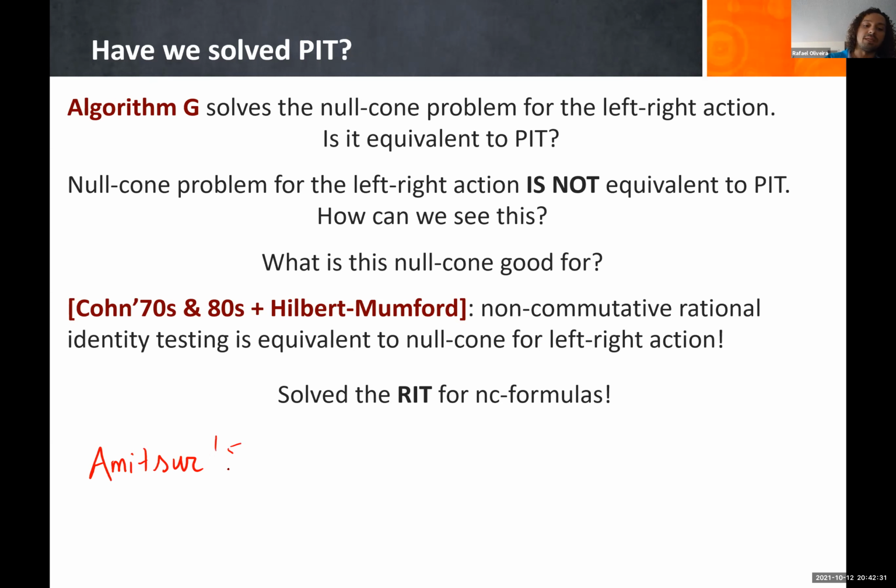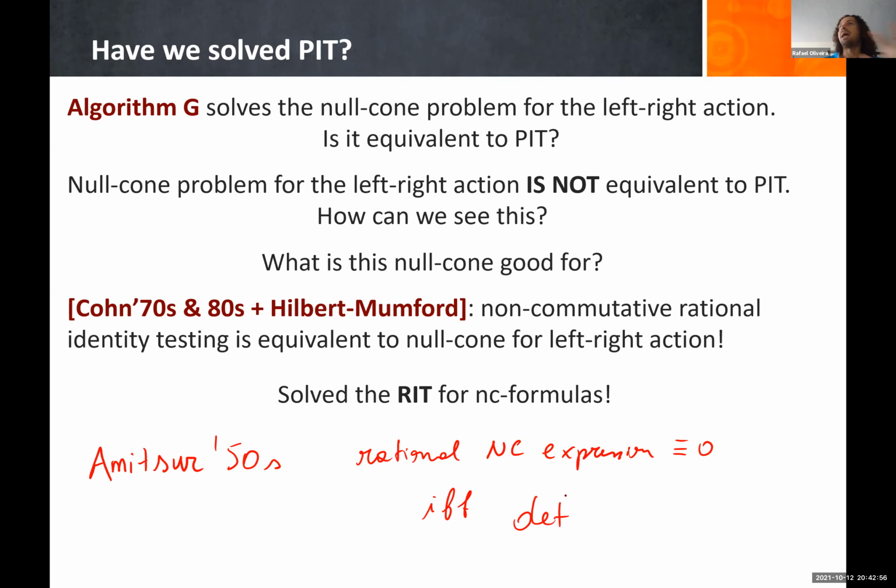So Amitsur in the 50s showed that a rational expression, think of the rational functions when you don't commute, a non-commutative expression, is equivalent to 0 if and only if the determinant, when we evaluate this non-commutative expression, let me say phi, the determinant of phi, when you evaluate at some matrices y, will be 0 for all y, for all dimensions. That was already back in the 50s.